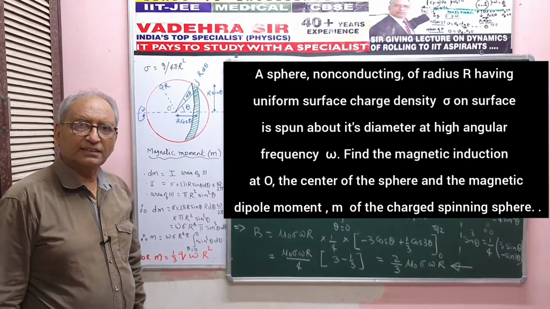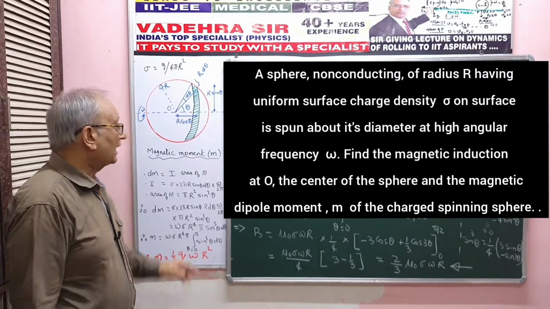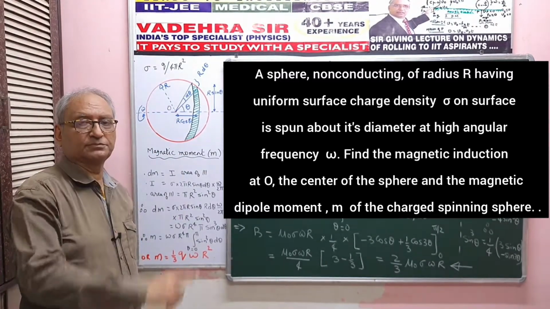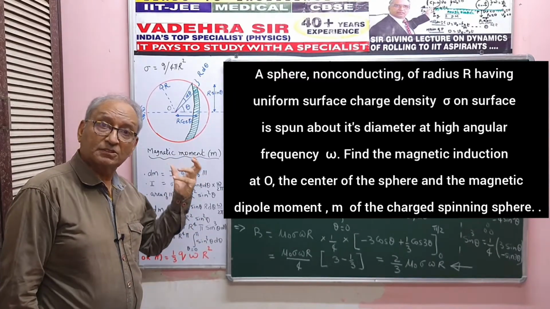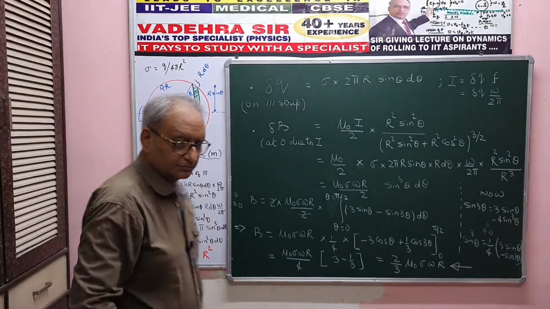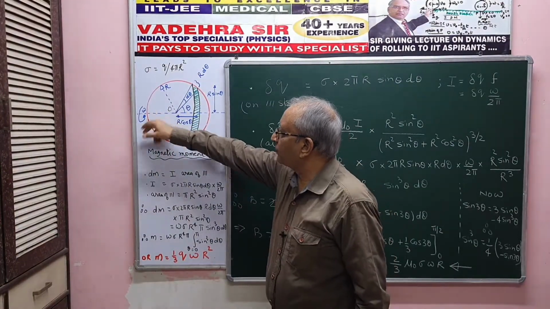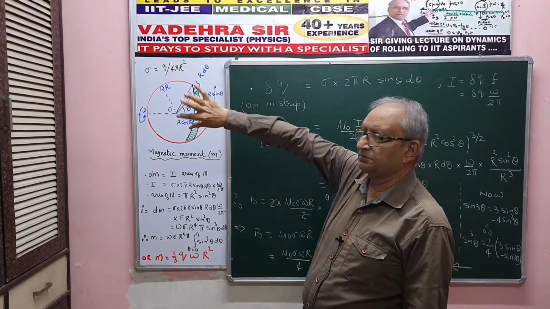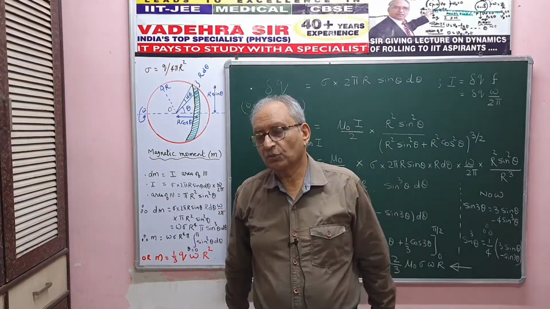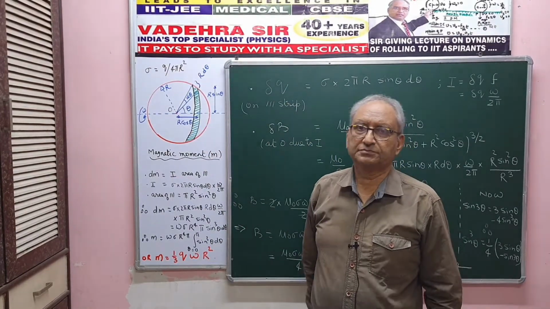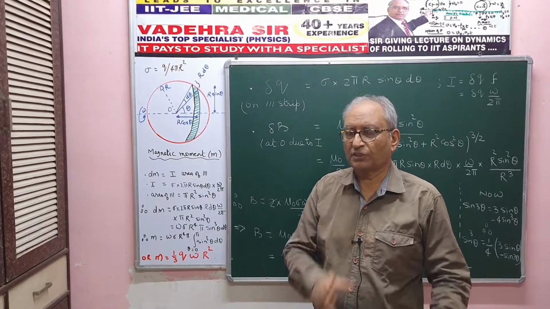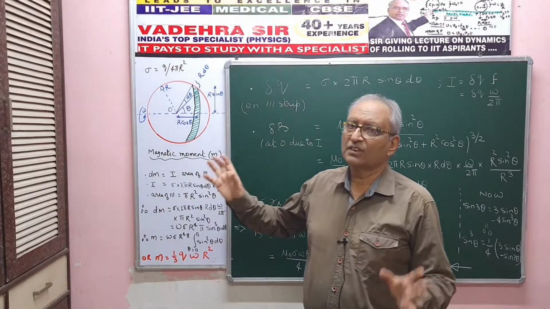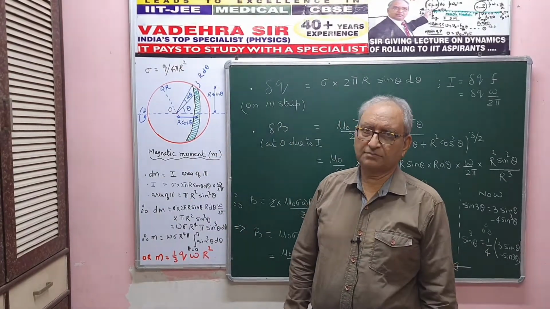I am asking you to find the magnetic induction at the center of the sphere O and the magnetic dipole moment of this sphere when it is spun like this. I am spinning it with an angular frequency omega. So looking from here, it is anti-clockwise. When this is being spun, don't forget that there would be current, and the current would give rise to a magnetic induction at O as well as the magnetic dipole moment of this spinning charged sphere.